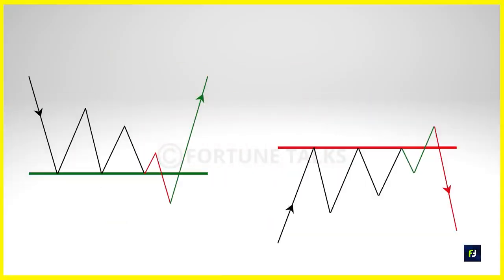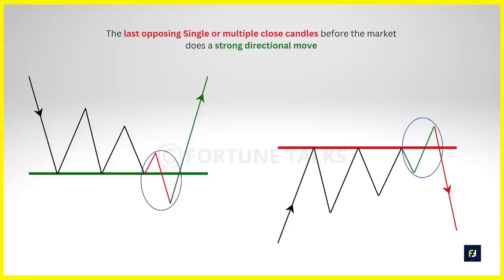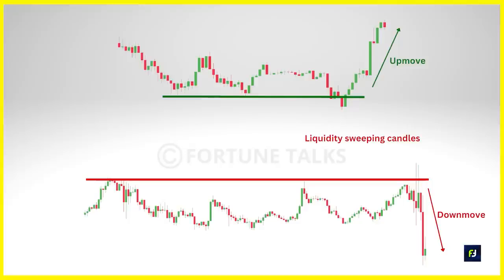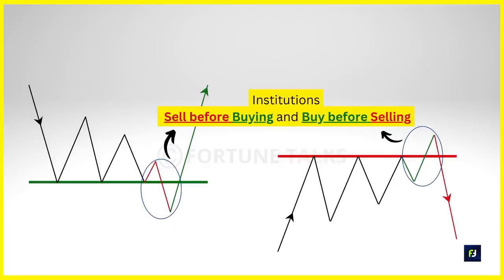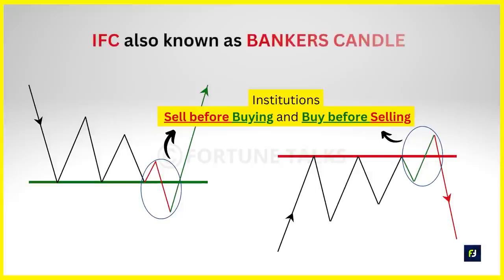The institutional funding candles are represented as the last opposing single or multiple close candles before the market forms a strong directional move. Those late buying or selling candles, with one or more candlesticks within them, which run out of liquidity before heading in the intended direction are referred to as institutional funding candles. These candles simply indicate that the institutions sell before buying and buy before selling. And that is the reason why these institutional candles are also called banker's candles. So it is one of the most popular smart money trading concepts out there.